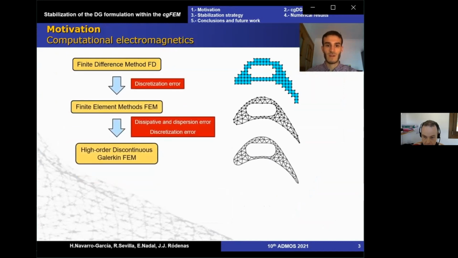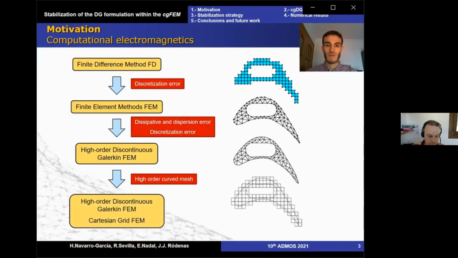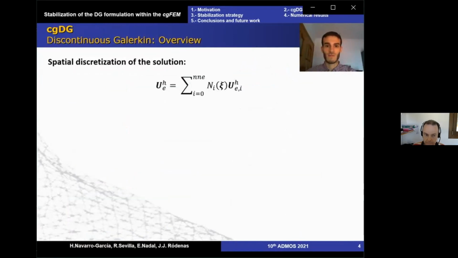A range of more sophisticated alternatives have been proposed to overcome the limitations of the finite difference method. The use of high-order finite element methods with discontinuous Galerkin formulation is probably the most promising approach. However, the generation of high-order curved meshes is an unsolved problem that prevents its spreading. We propose to implement the high-order DG approach within the framework of the Cartesian grid finite element method. This way, the mesh generation process will no longer depend on the geometry of the problem or the order used to approximate the solution. In CGDG, we use another approach.